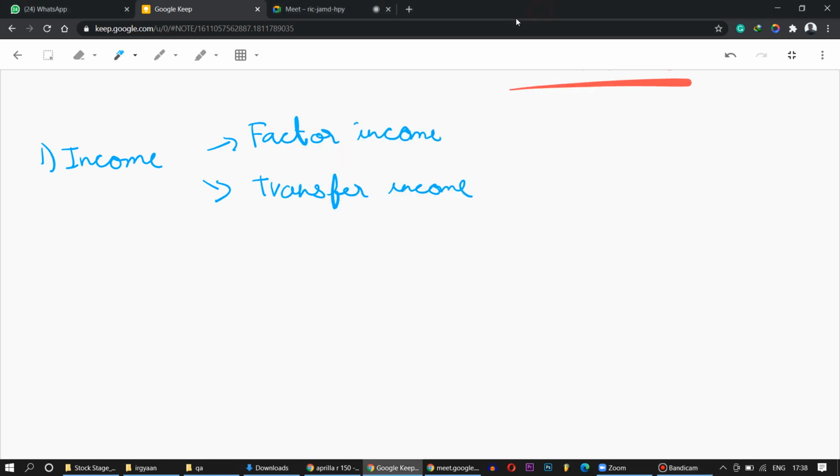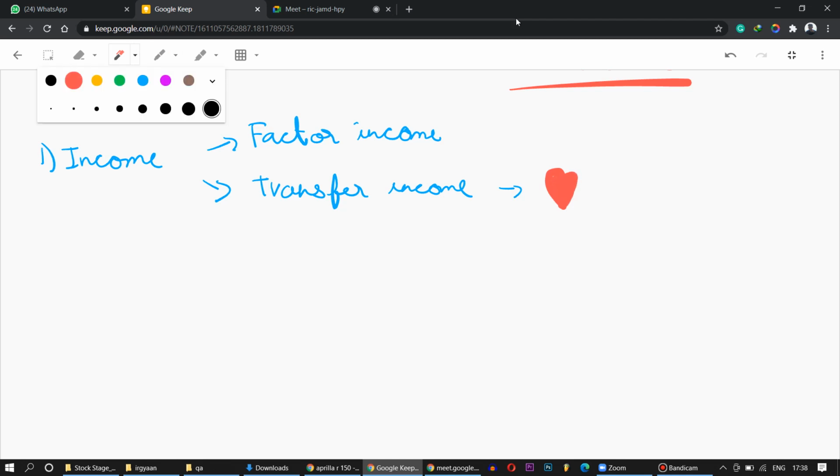Okay, so today we are going to learn about income, factor income and transfer income. To understand very simply, we can say that transfer income is the stuff that we love, because transfer income in a way can be said to be free money. Transfer income is free money.